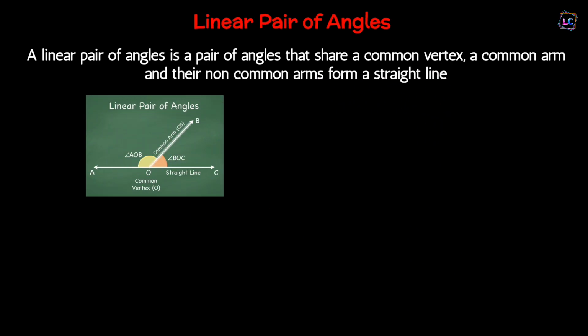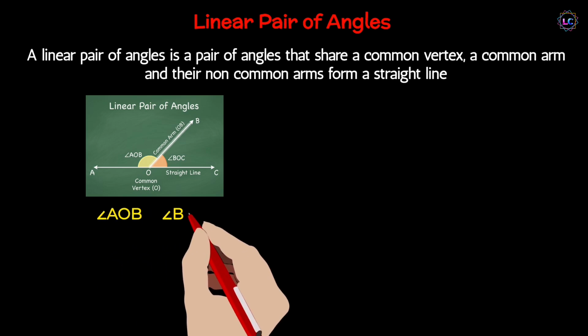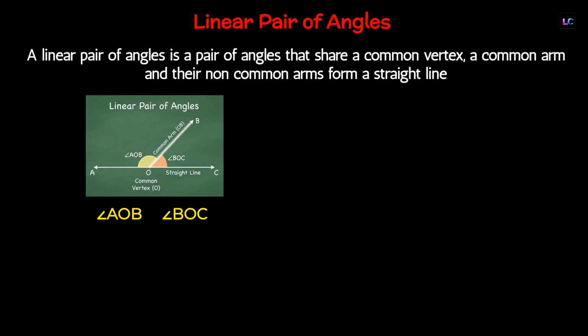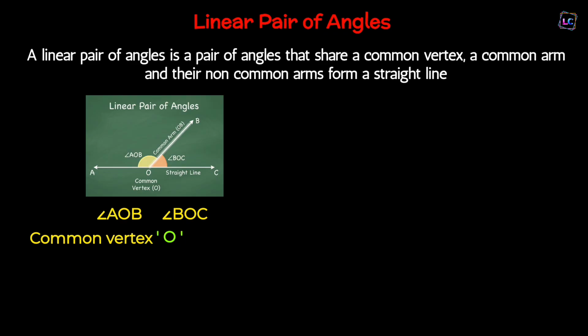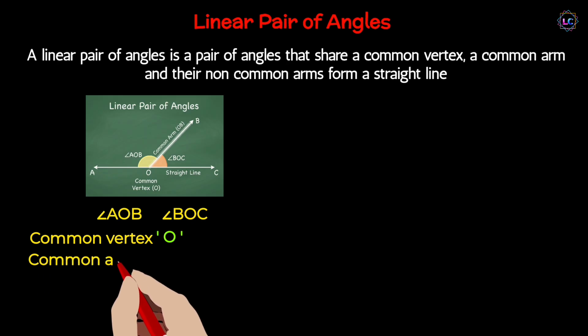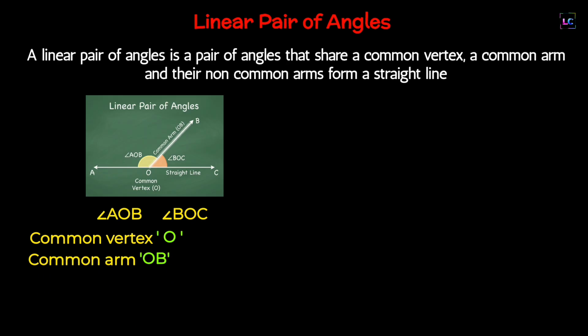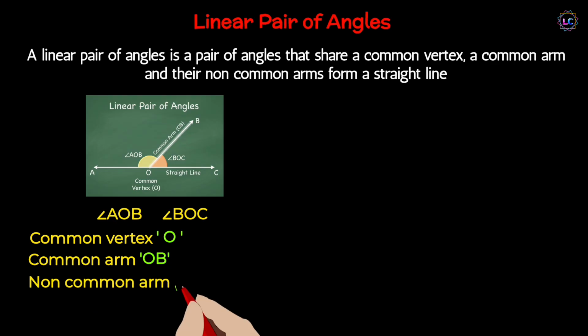In the following diagram, first we have two angles, angle AOB and angle BOC. Both the angles share a common vertex, O. Next, look at the line OB. This arm is shared by both angles, so it is called the common arm OB. Now observe the other two non-common arms, OA and OC. These are called non-common arms because they are not shared.